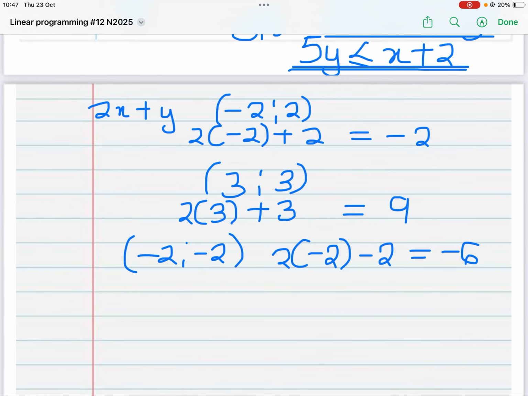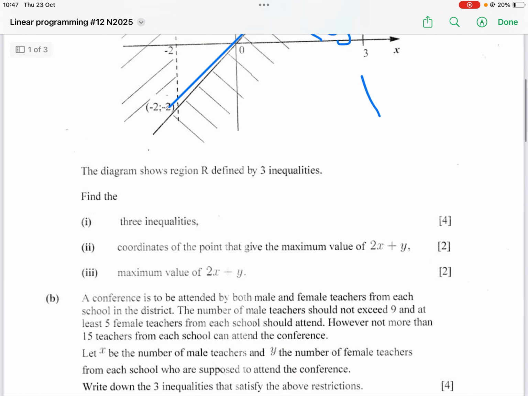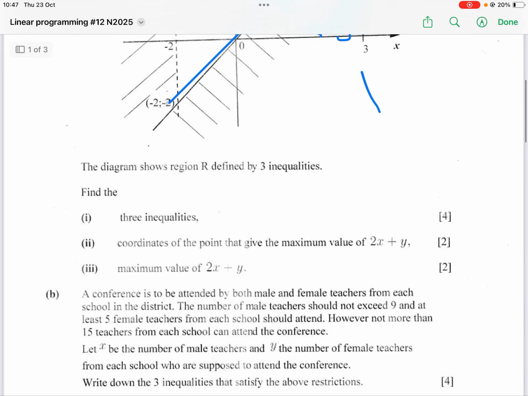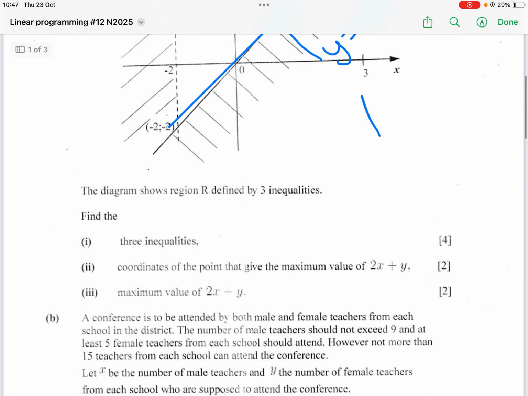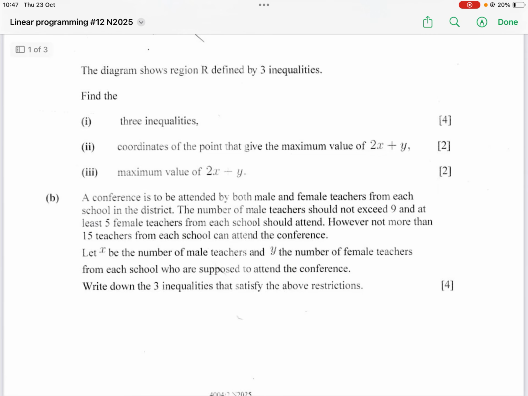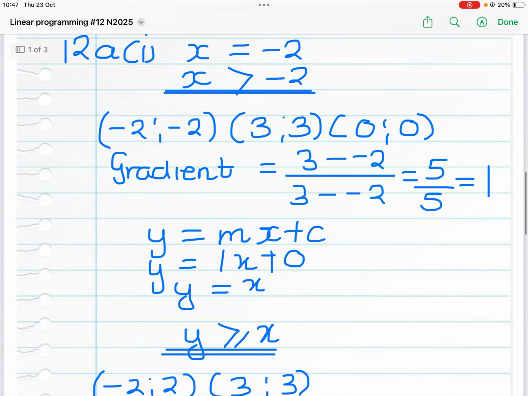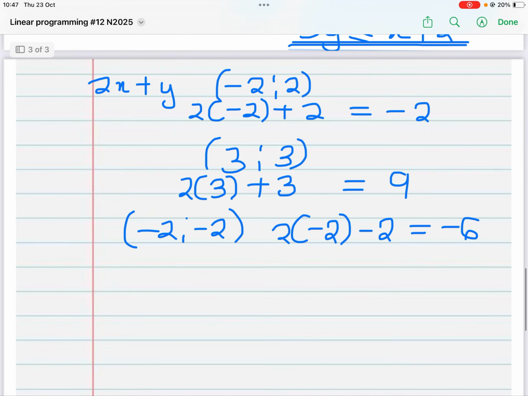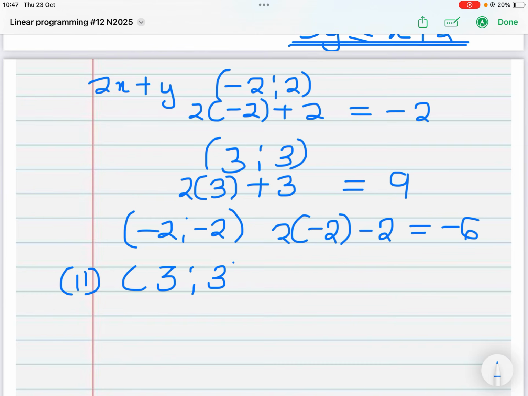So when we are now answering, let me check, it is the answer for part 2, the coordinates of the points that give the maximum value of 2x plus y. So on part 2, our answer is this 3, 3, because it is giving us a maximum value of 9. Part 3 is requiring us to give the maximum value of 2x plus y. So we are going to put 9.